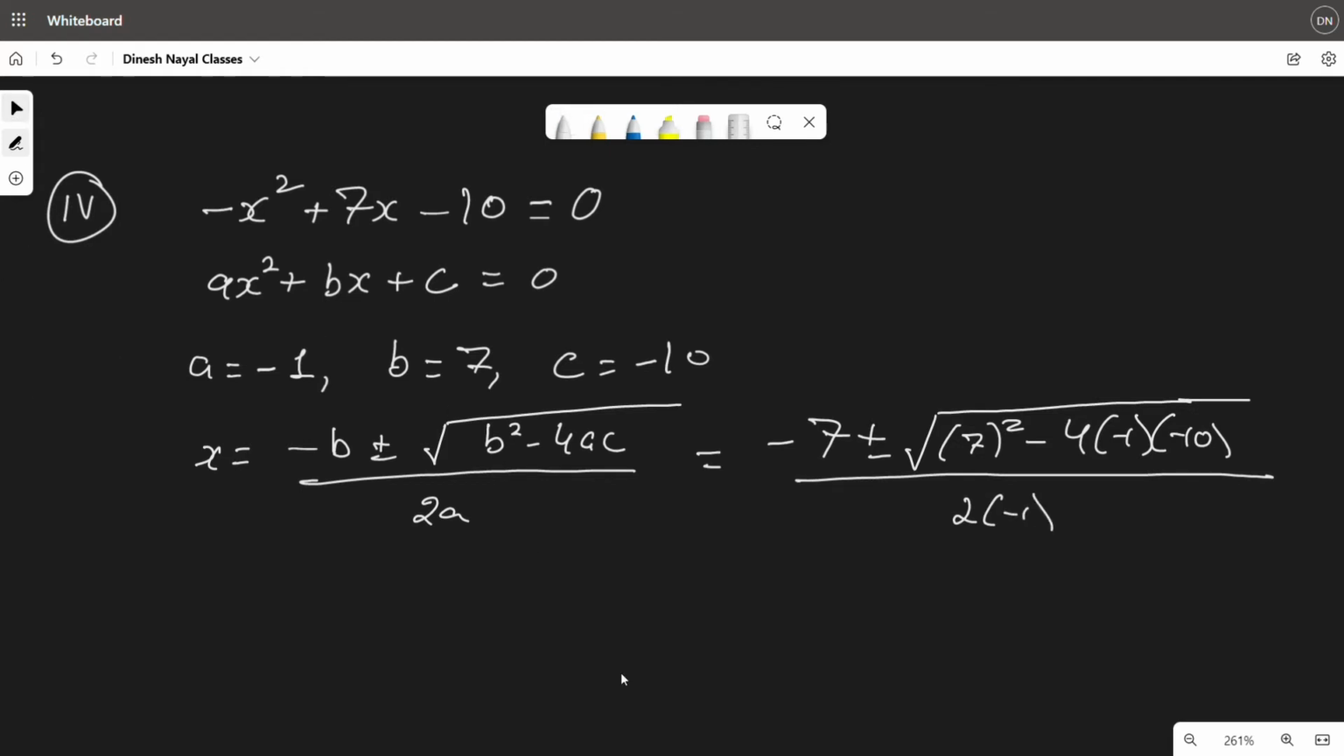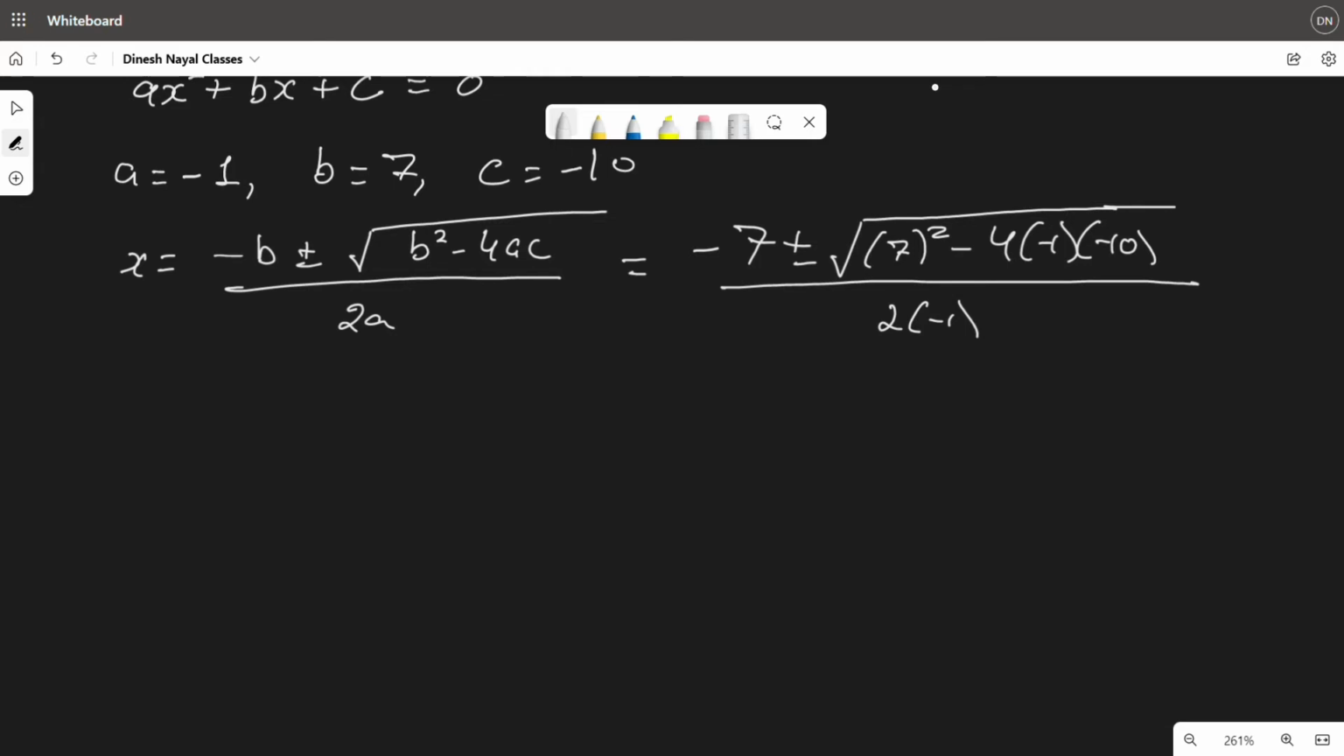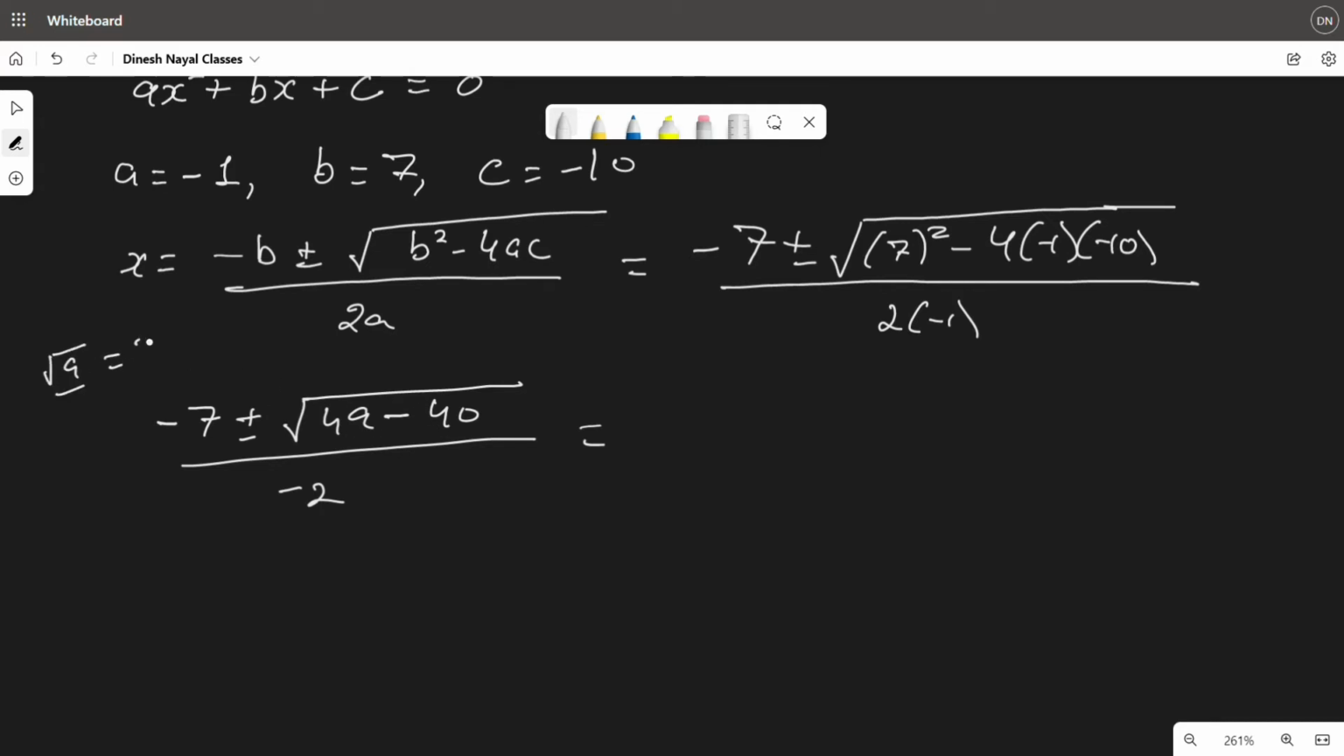So now further solving it, this will be minus 7 plus minus under root of 7 square, which will become 49. There are 3 minuses, so that will become minus only. 4 into 10 will be 40, upon minus 2. This is minus 7. 49 minus 40 is basically 9, so under root 9 is 3. So directly solving this now, minus 7 plus minus 3 upon minus 2.